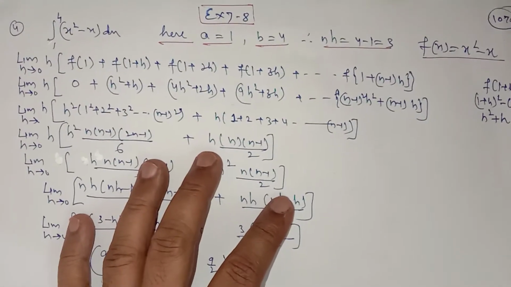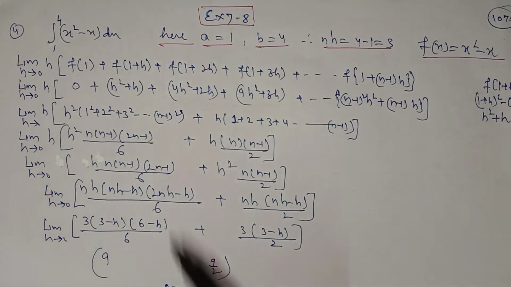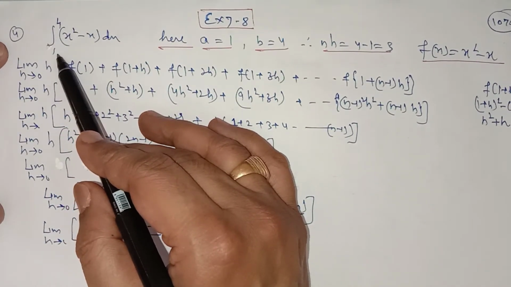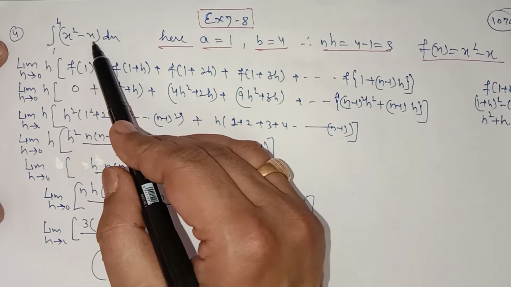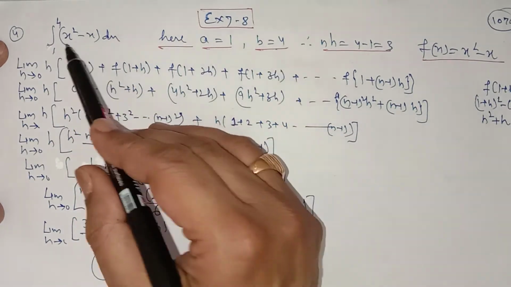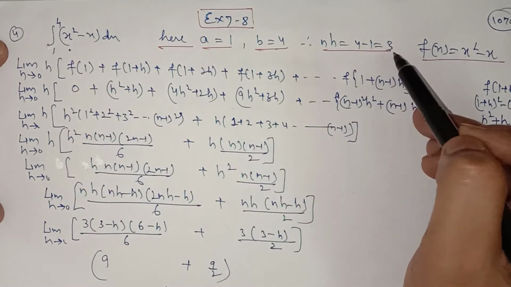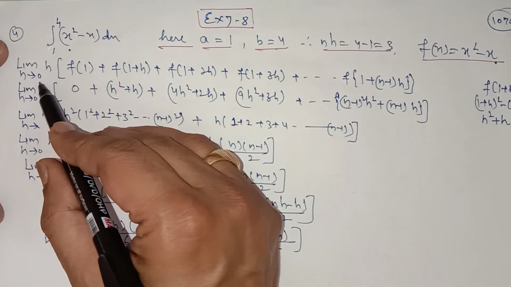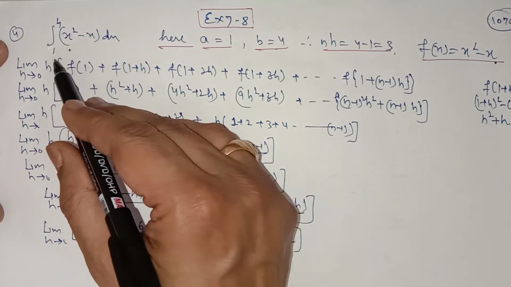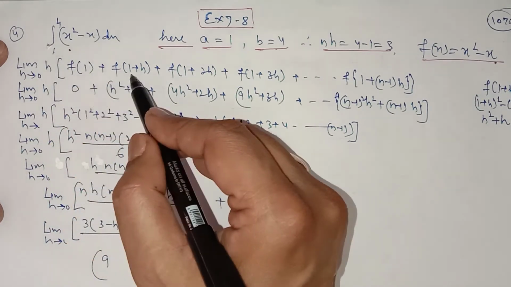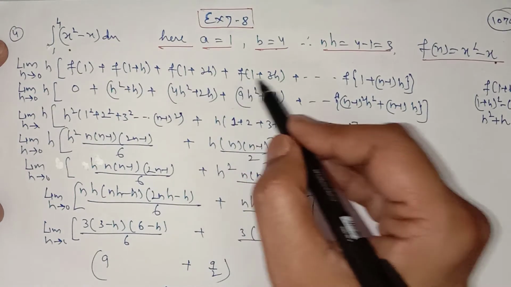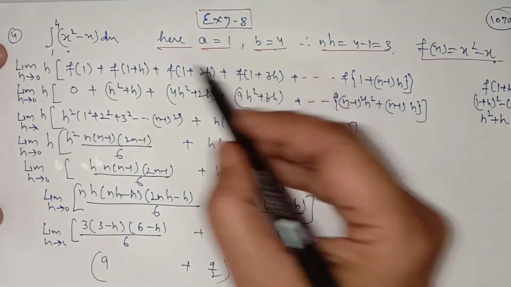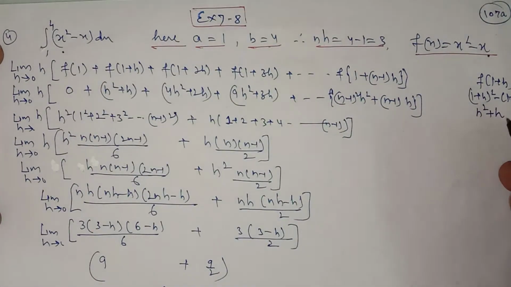Now in this question number 4, again we have a quadratic polynomial, so be careful in the calculation. Here a is 1, b is 4, fx is x square minus x, and nh will be 4 minus 1, that is 3. So use the formula: limit h goes to 0 of h times f(a), f(a+h), f(a+2h), f(a+3h) up to f(a+(n-1)h), where a is equal to 1. So f1, 1 square minus 1, that is 0.